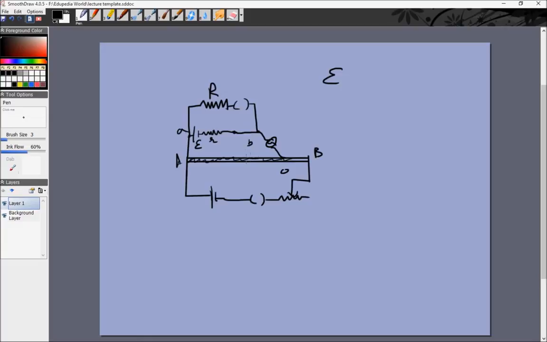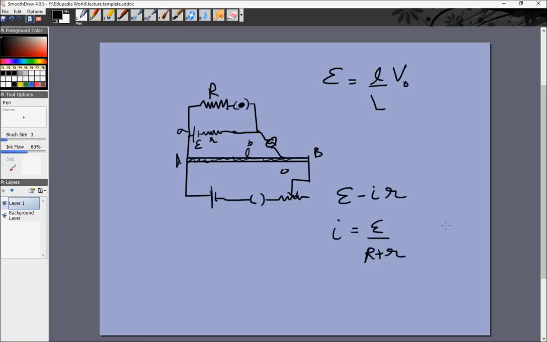So initially if you get a length small l, then you will get E is equal to l by capital L times V naught, right? Now we'll plug in the switch. This is the symbol for a switch which is plugged in, and now the circuit is complete, right? So once this circuit is complete, the potential difference across A and B will actually be E minus Ir, where I will be E by R plus r.